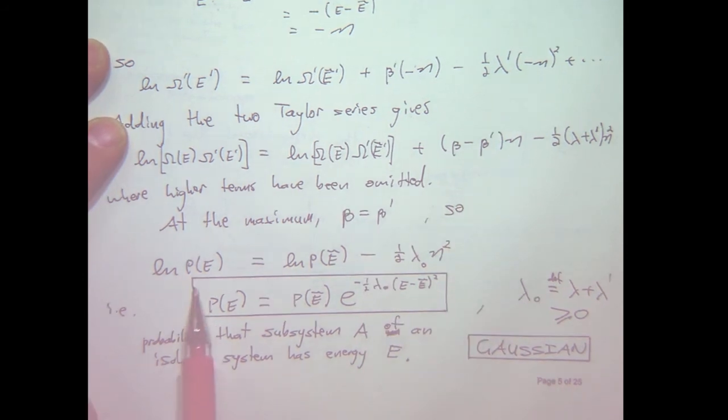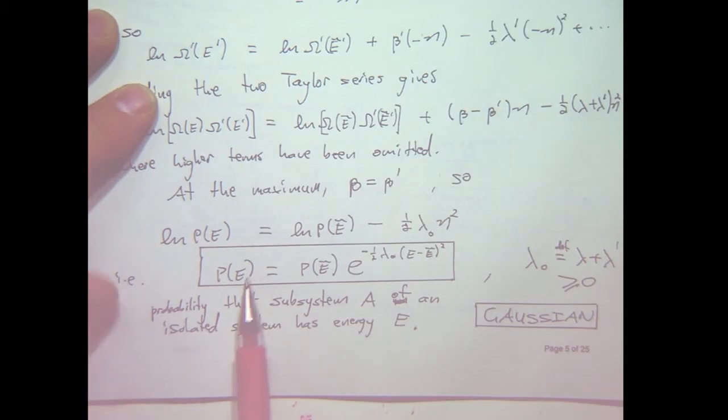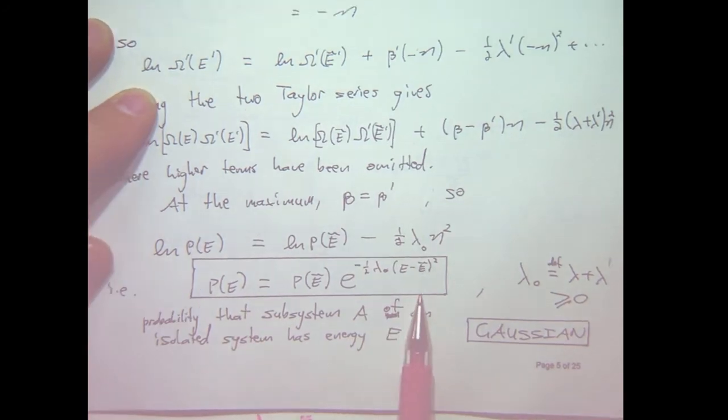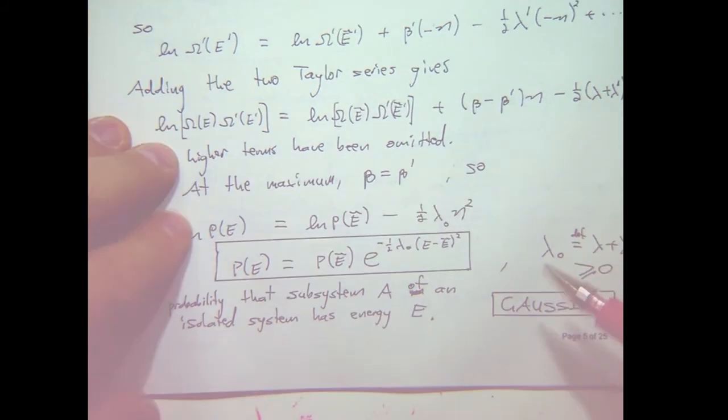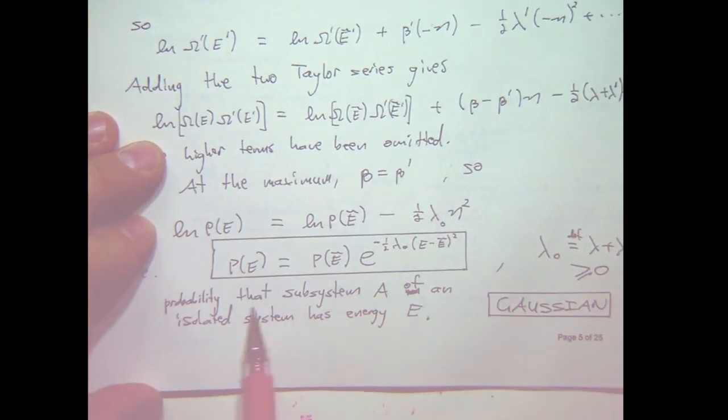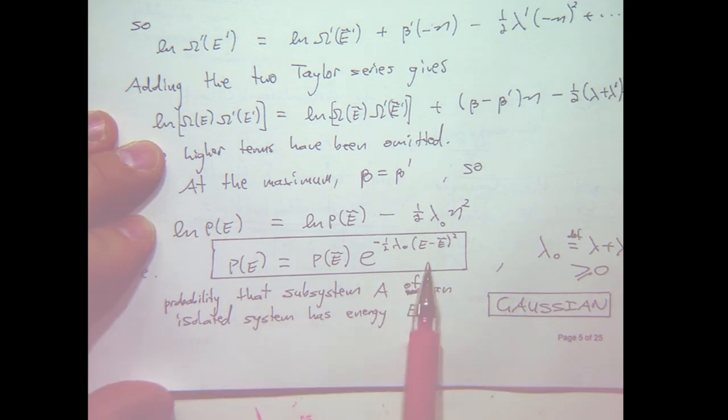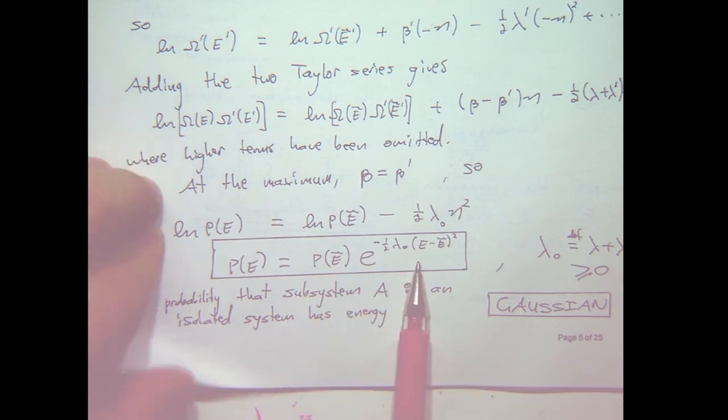So you get the log of the probability of the energy is log of P of E tilde minus half lambda naught, which is just the sum of the lambdas, eta squared. So the probability of the energy is a Gaussian centered at E tilde. That is the probability that the subsystem A of an isolated system has energy E. So this is a sharply peaked Gaussian.